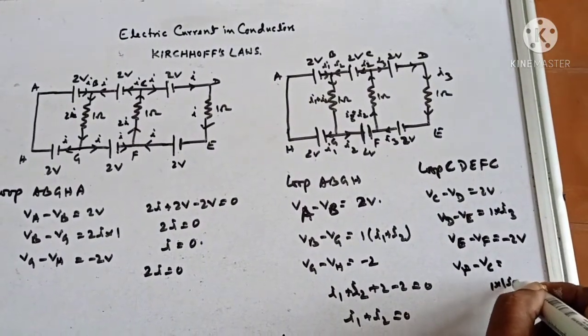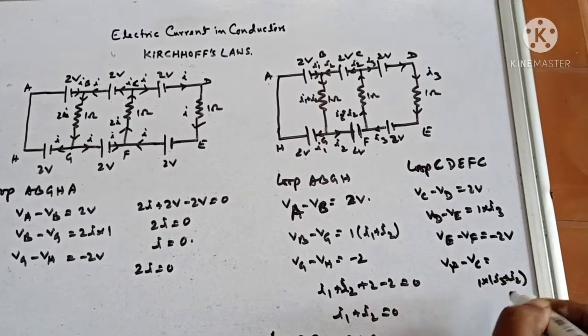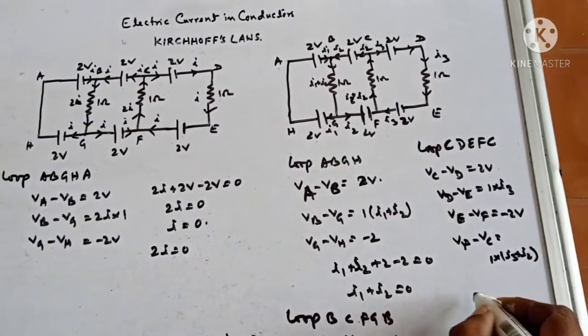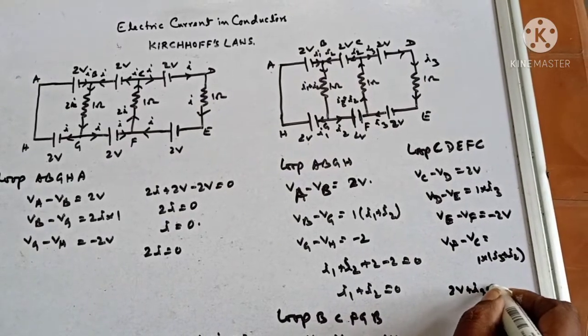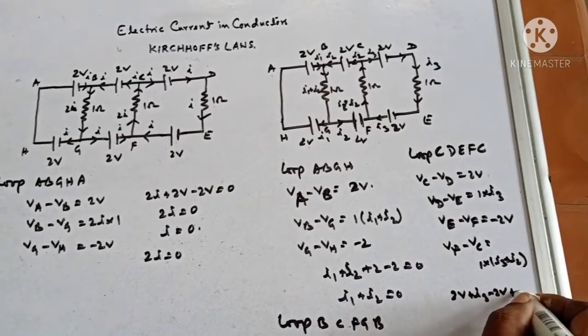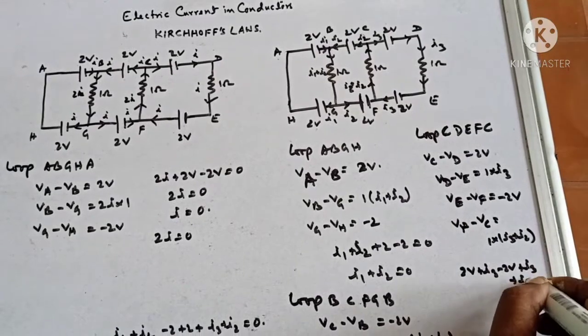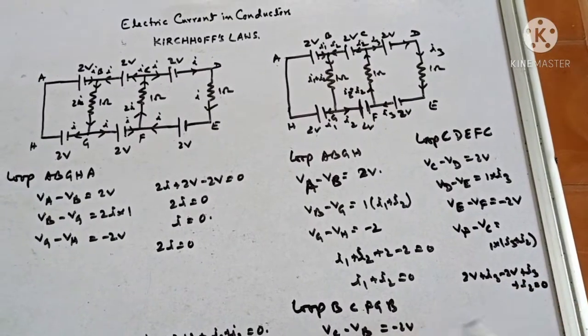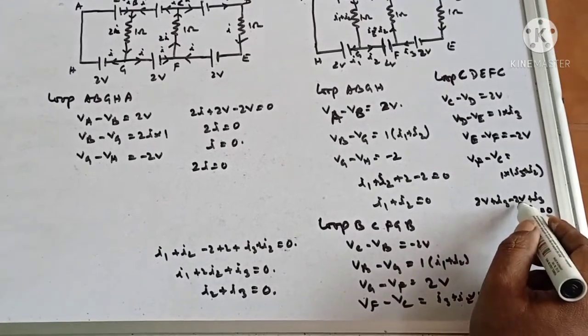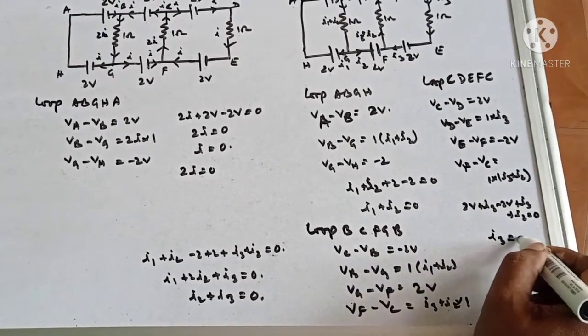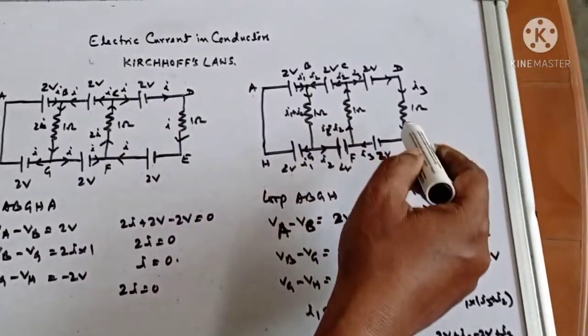I1 into I3 plus I2. So again all this will be 0. So you get 2V plus I3 minus 2V plus I3 plus I2 is equal to 0. Here you see I2 plus I3 is 0, so this is 0. This is also 0. So again I3 is equal to 0. In this loop also the current is 0.